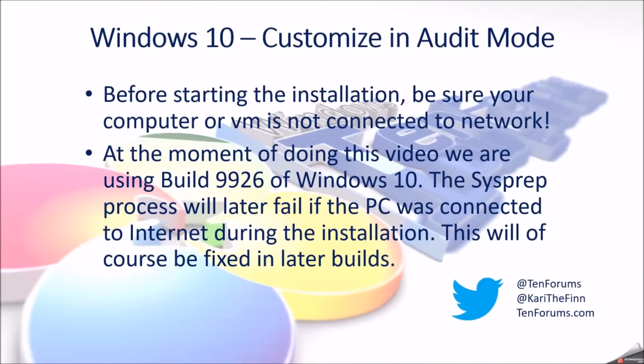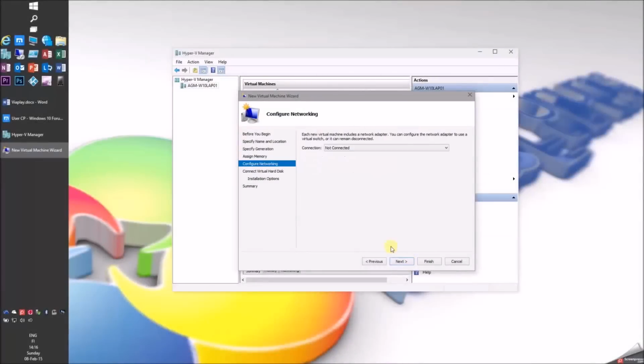Before starting the installation, be sure your computer or VM is not connected to a network. At the moment of doing this video we are using build 9926 of Windows 10. The Sysprep process will later fail if the PC was connected to the internet during the installation. This will of course be fixed in later builds.